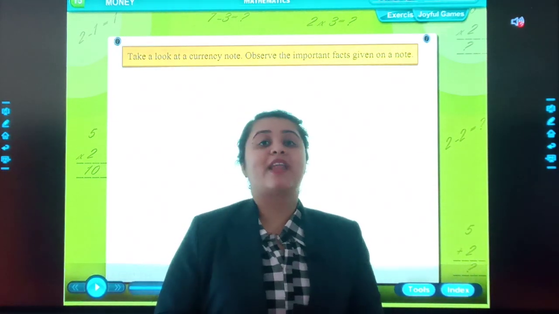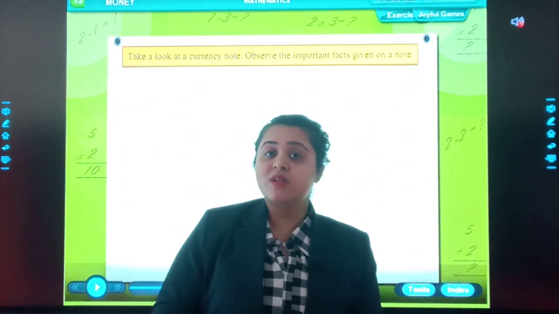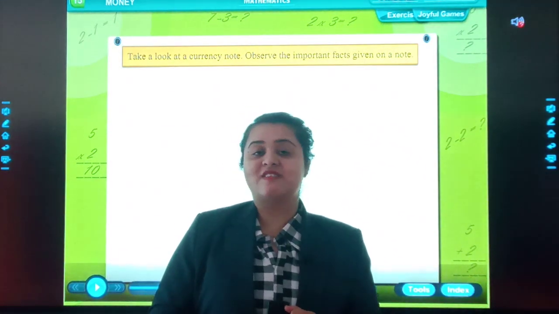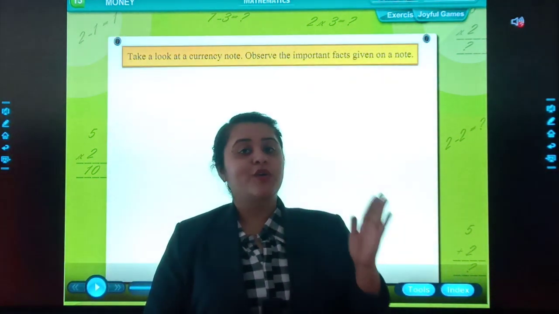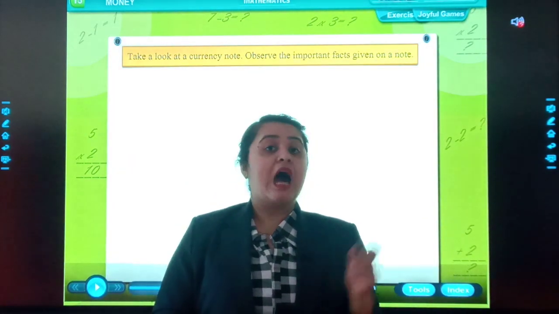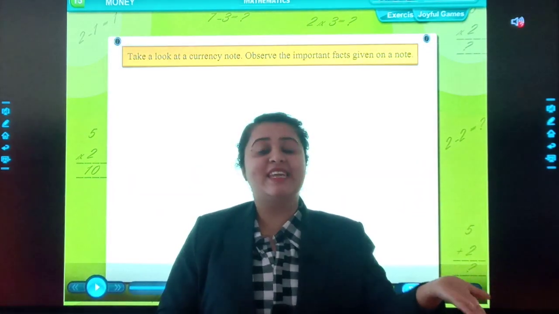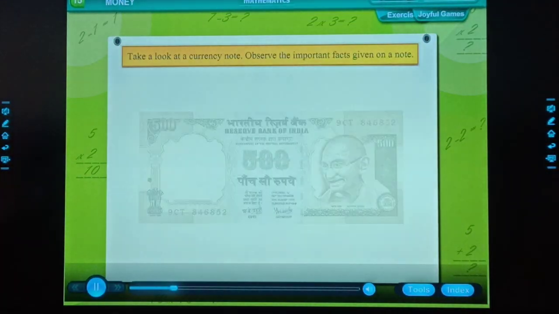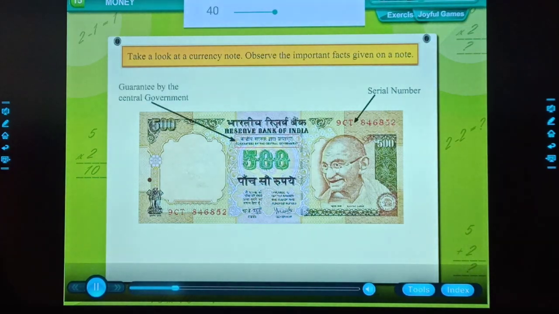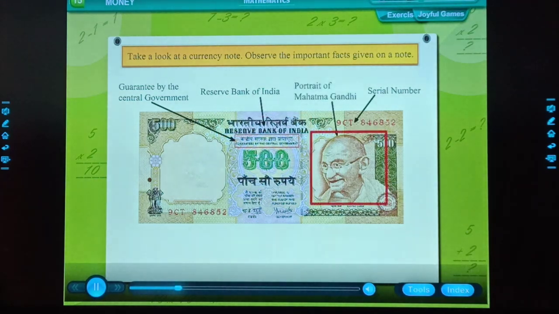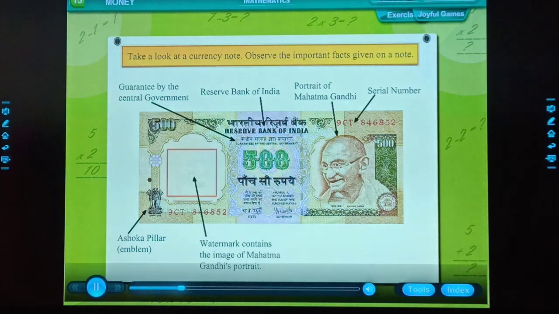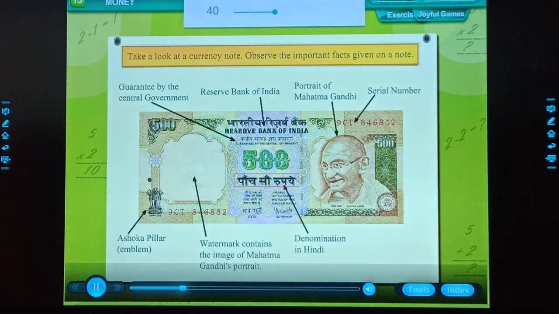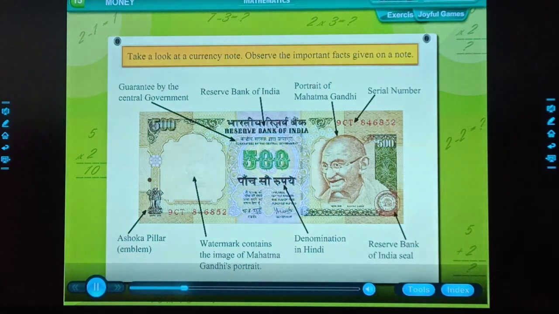So students, we will have a quick recall on the symbols or the signs which are used in the currency, and then we will be moving for further topic, that is how to write the monies and how to spell the amount. So let's go for it. Serial number guaranteed by the central government. Reserve Bank of India. Portrait of Mahatma Gandhi. Ashoka Pillar emblem. Watermark contains the image of Mahatma Gandhi's portrait. Denomination in Hindi. Reserve Bank of India seal.